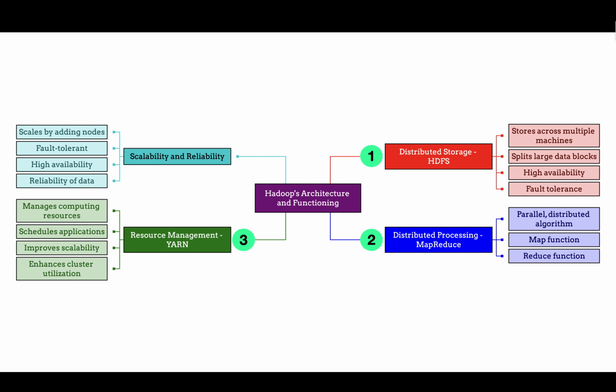3. Resource management, YARN. YARN is responsible for managing computing resources in clusters and using them for scheduling users' applications. It improves the scalability and cluster utilization of Hadoop. 4. Scalability and reliability. Hadoop clusters can be easily scaled by adding more nodes. It's designed to be fault tolerant by replicating data across multiple nodes, ensuring high availability and reliability of data.